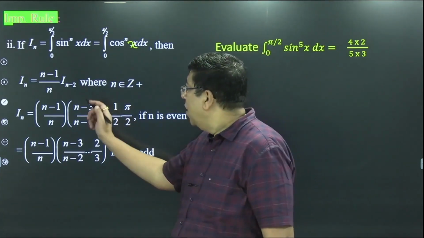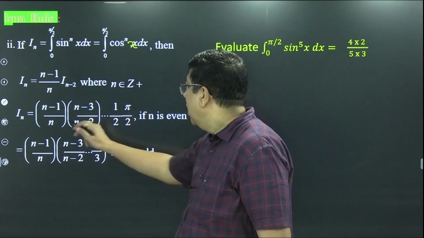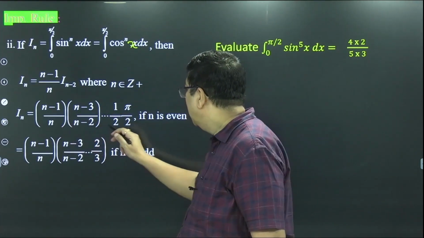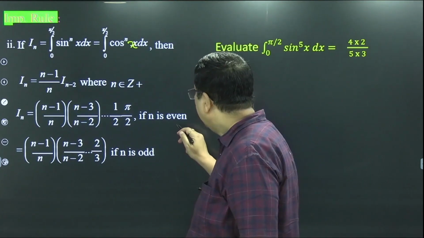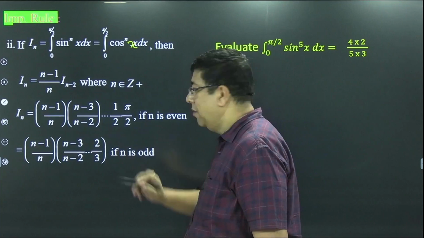So actually we have to remember this: I_n equals (n minus 1)(n minus 3) dot dot dot divided by n(n minus 2) dot dot dot, and if n is an even number, we get this, with the last factor pi by 2, and if n is an odd number, it comes out like this.